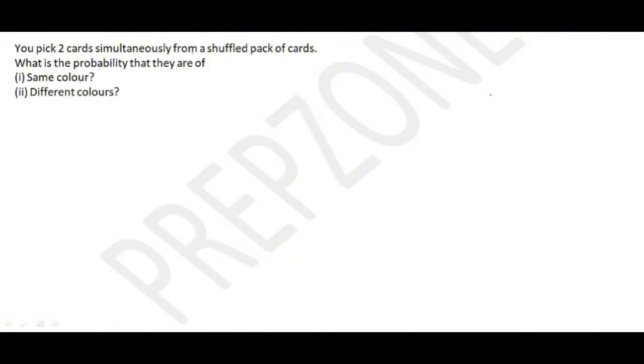You pick two cards simultaneously from a shuffled pack of cards. So I have 52 cards in total. I choose two cards simultaneously, right? So my total number of ways is nothing but 52C2. Now, what is the probability that they're of the same color? Same color means it could be either red or black.